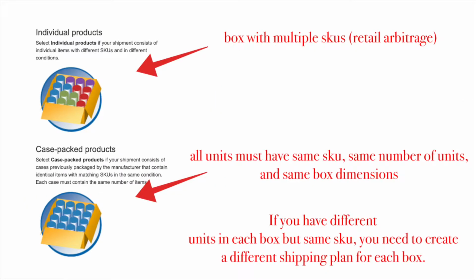So just to go a little bit further into case packed products, so you understand why we have to create multiple shipping plans for the same product. If you are doing case-packed products, all of the units must have the same SKU, number of units, and the same box dimensions to be in one shipping plan. So let's say we have a few extra in an extra box that's maybe smaller that's being shipped over, you'll have to create a second shipping plan, just like the example that I showed earlier where we have 2 cases of 150 units in bigger boxes. So that is just an example of where you would have to create 2 shipping plans.